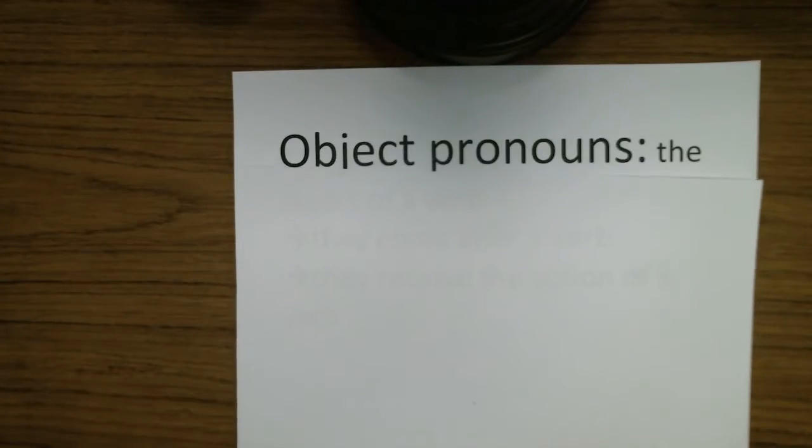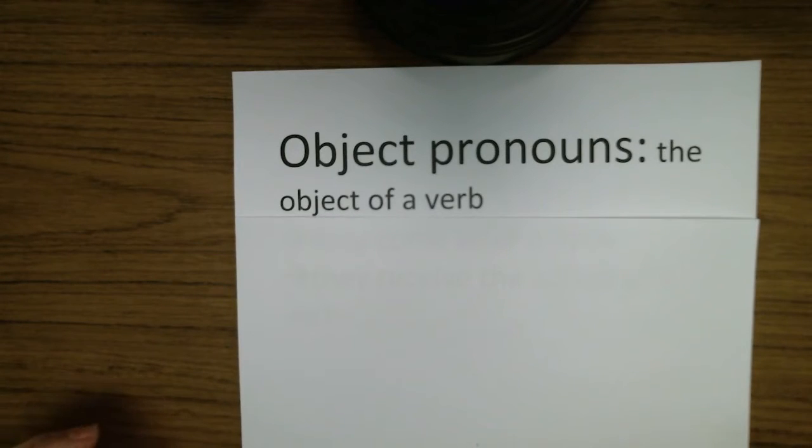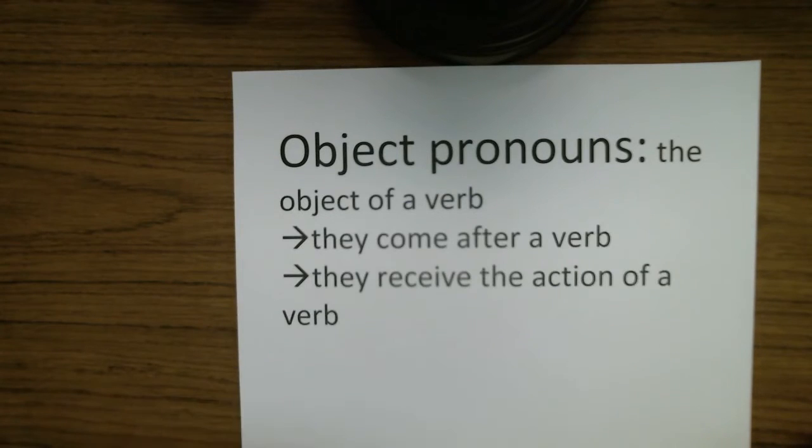My next kind of pronouns are object pronouns. And objects are the object of a verb. Now, that's kind of a terrible definition because what does that mean? Well, that means two different things. It means that they come after the verb and they receive the action of a verb. Well, that clarifies things, right?